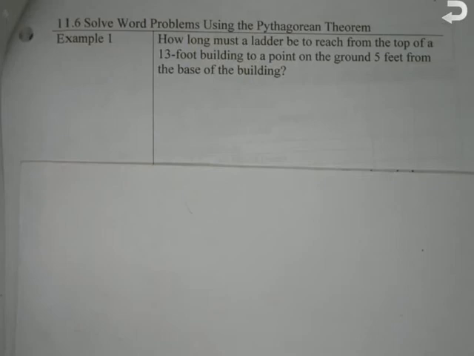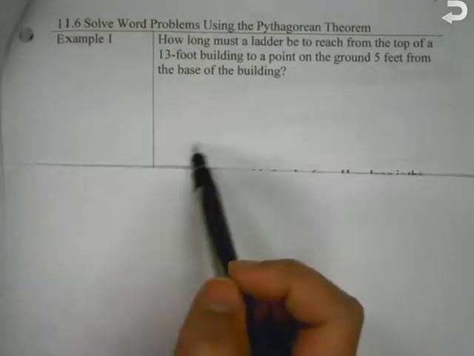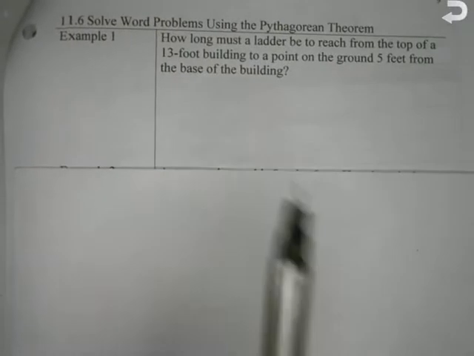So guys, for 11.6, we're just doing Pythagorean theorem, just word problems instead. What I want you to do is whenever we have a word problem, what's the first thing I want you to do? Draw a picture. You're going to draw the picture. There's not enough room to do it in here, so I'm going to draw my pictures in the column. Okay, so let's read example 1.